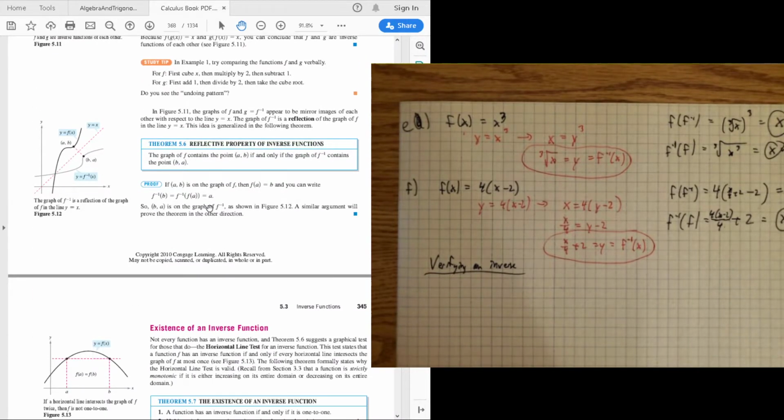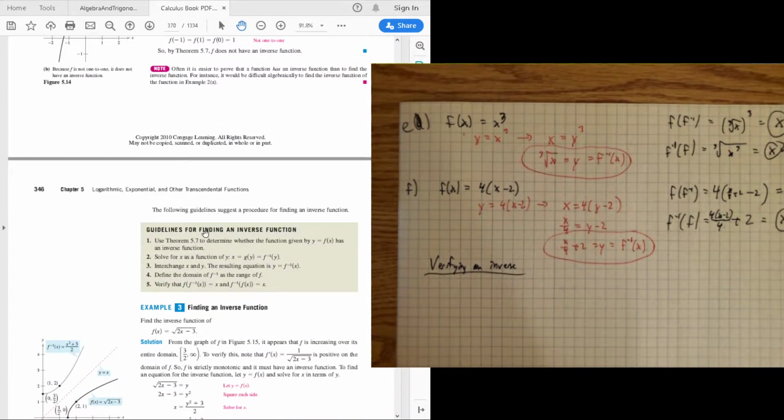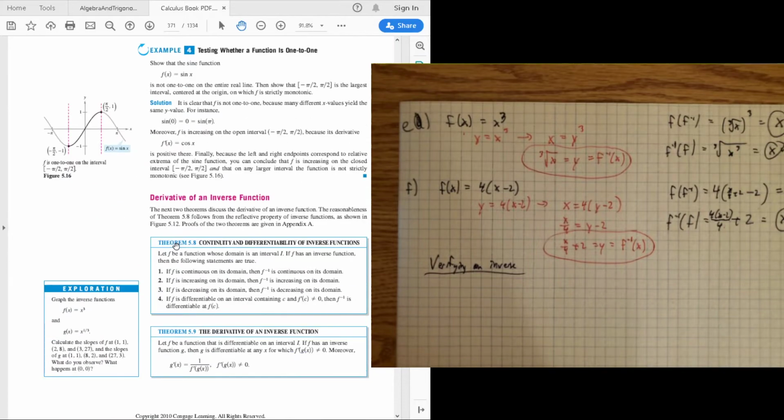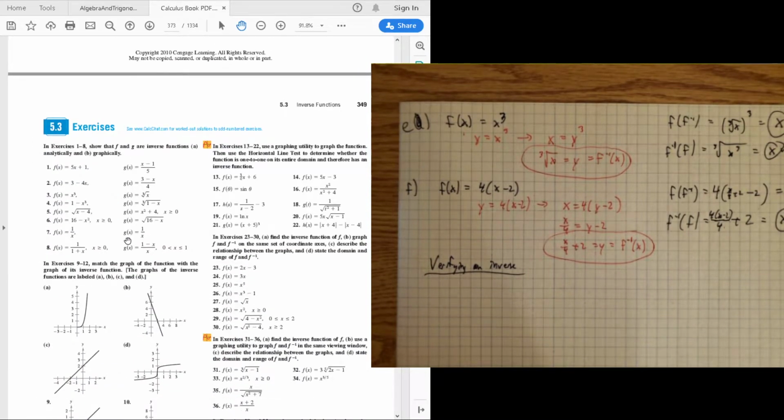Let's see some homework problems. What looks fun? Okay. Show that f and g are inverse functions, a analytically and b graphically. We're going to focus on the a part of it first. So, which of these looks fun? I'm going to do number 2, and then I'm going to do number 6. Both look kind of fun. And I may even do number 8. Who knows? So, let's look at 2.